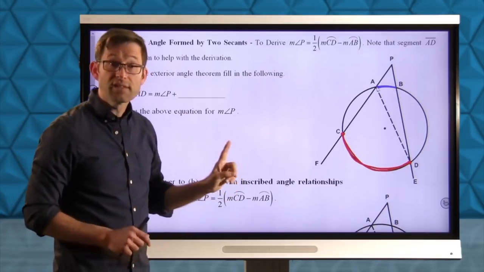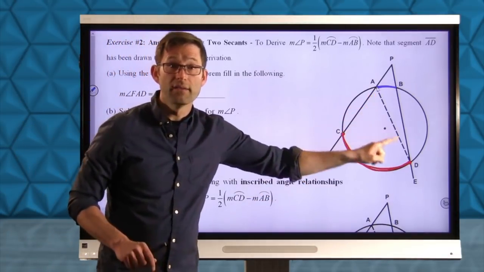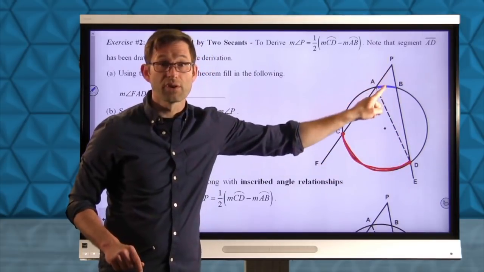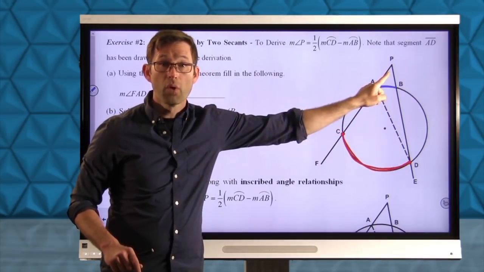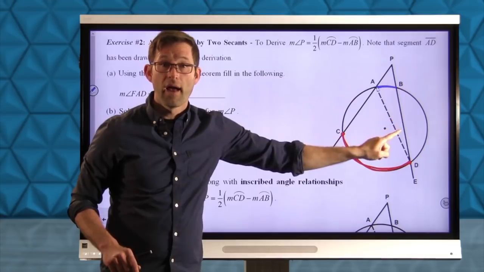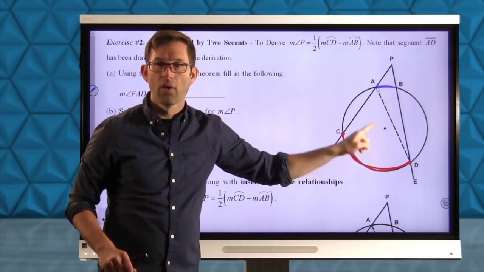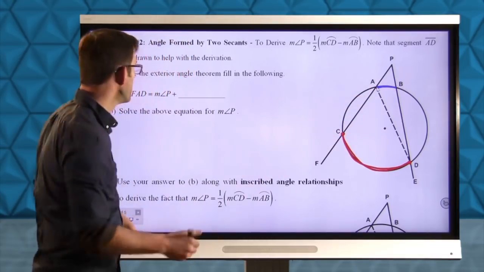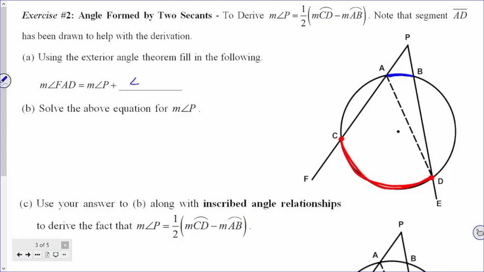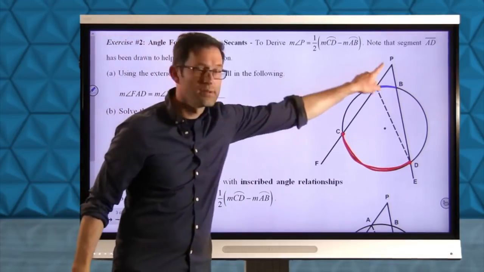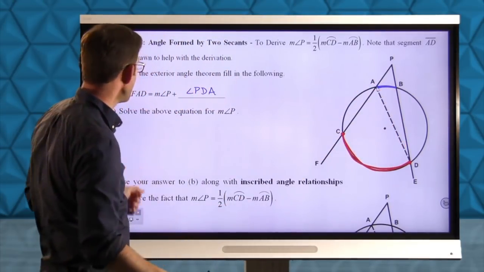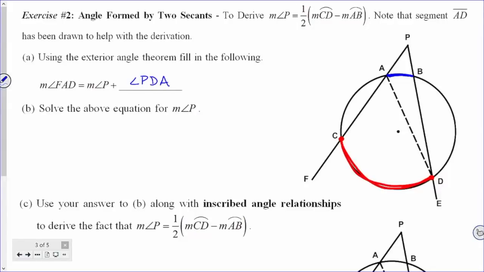Well, it's an exterior angle, right? FAD is the exterior angle, one exterior angle of this triangle. So one remote interior angle P and the other one down here. You could call it angle D. I'm going to call it angle BDA or PDA, right? So I'm going to say angle, we'll call PDA, public display of affection for angles, right? So this one down here. Simple enough. Letter B says, solve the above equation for the measure of angle P.